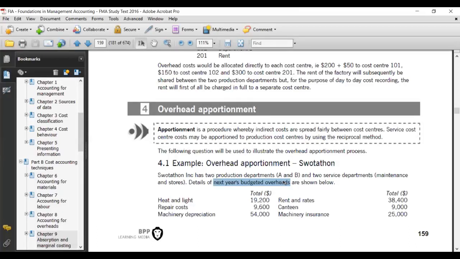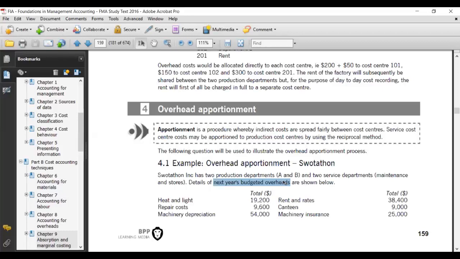Now, here what they have given you is heat and light. The total cost is 19,200. Repair, the total cost is 9,600. Correct? But we have got 4 departments, right? How much of this heat and light, 19,200, belongs to department A? How much of this belongs to department B? We don't know that.